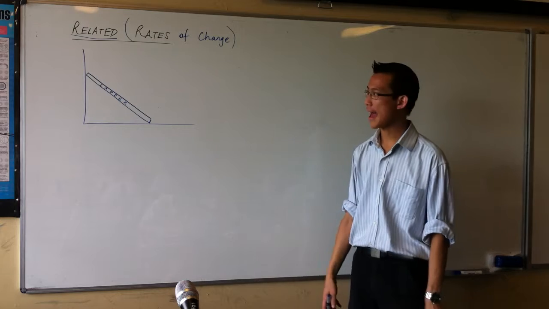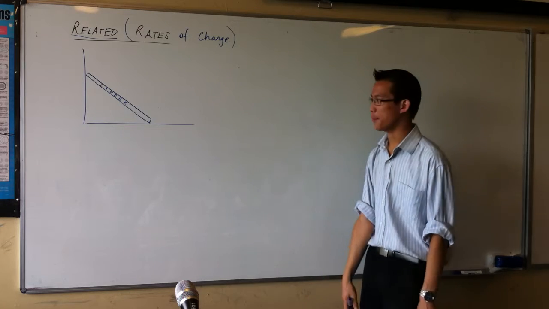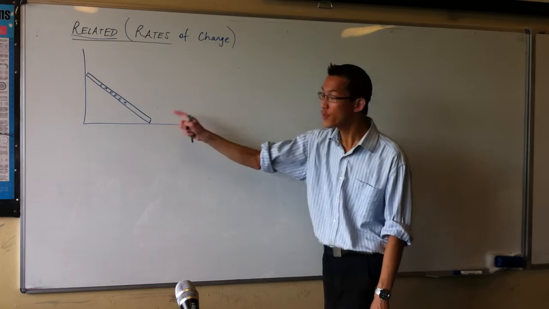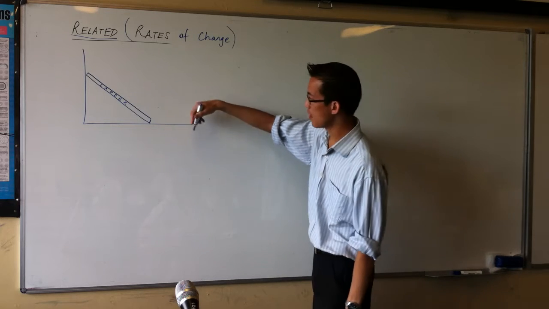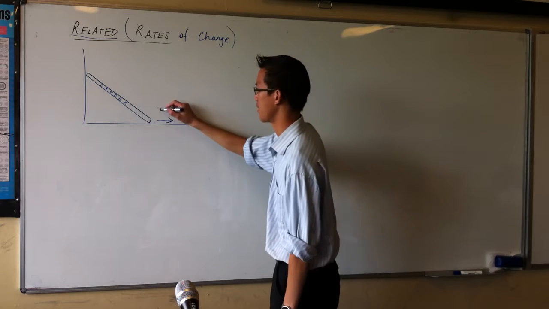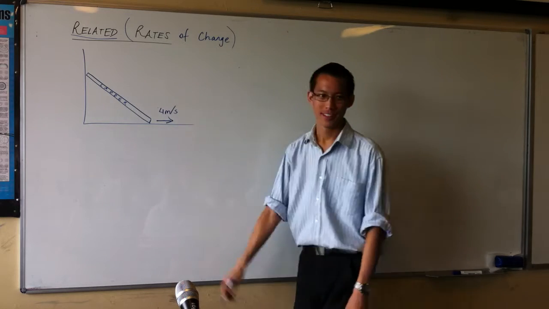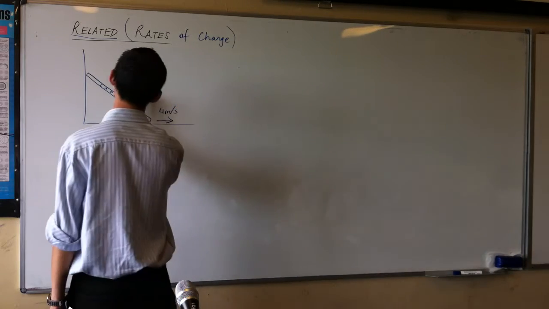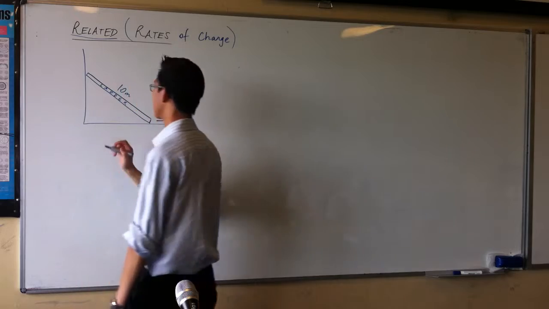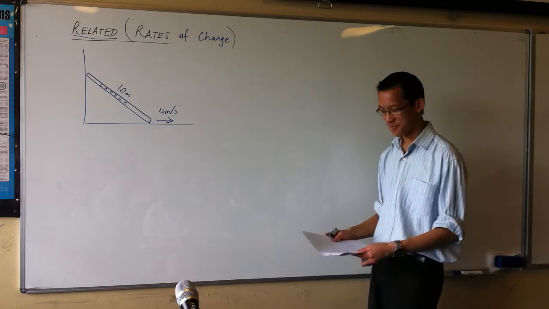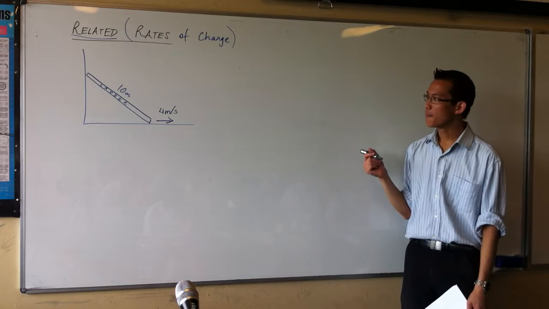Here's a ladder, and it's leaning against the wall, but it's a, I don't know, a slippery, wet day or something like that. And so the end of the ladder, the one that's on the ground, is sliding. It's sliding at a rate of 4 meters a second, which is actually very fast, but anyway. And the ladder itself is 10 meters long. It's just rocketing by.